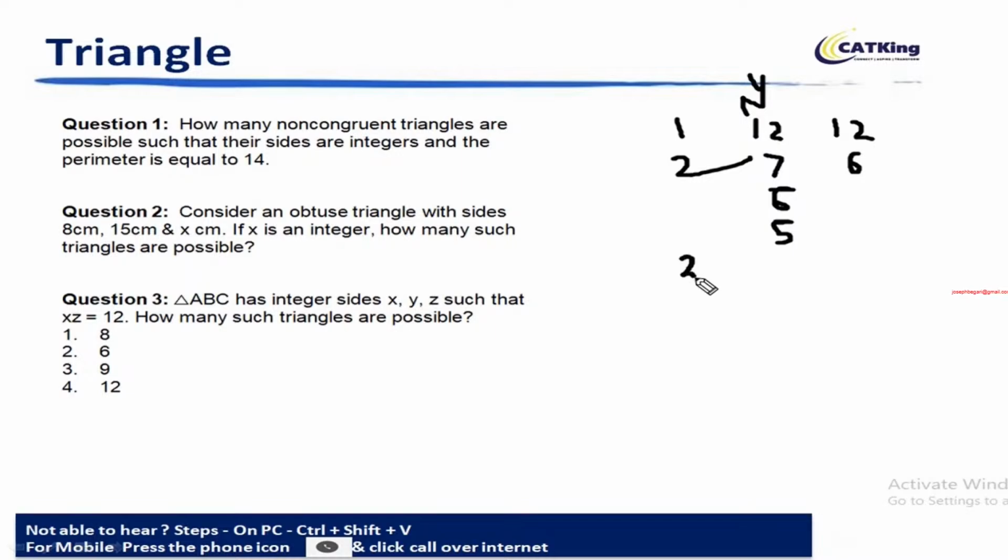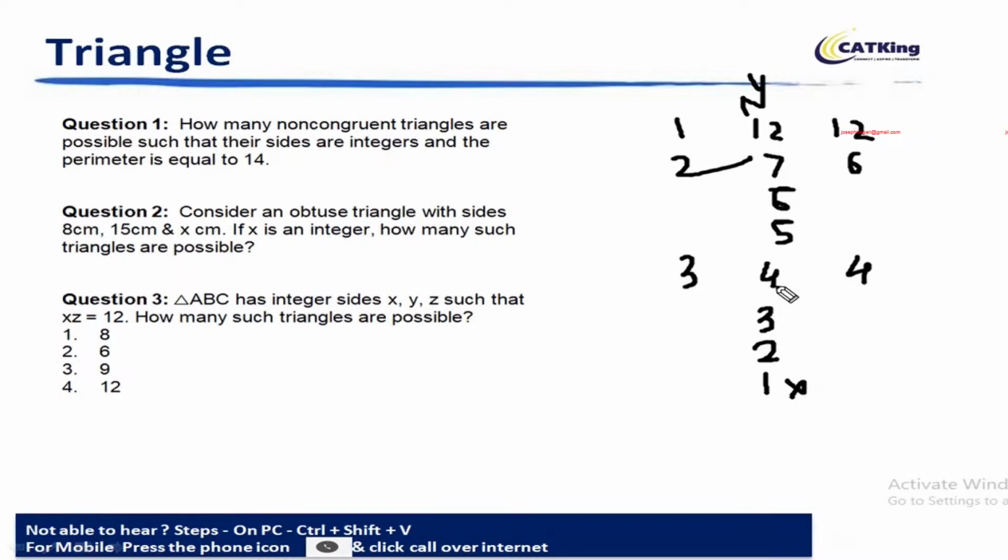What if we break the product as 3, 4? If we break the product as 3, 4, then 3, 4, 4 is possible, as the sum of two sides is greater than the third side. What if we take the value of y as 3? Then again the sum of two sides is greater than the third side. 3 plus 3 is 6, which is more than 4. 4 plus 3 is 7, which is more than 3. So 3 is also possible. What if we take the value as 2? 3 plus 2 is 5, which is more than 4. 4 plus 2 is 6, which is more than 3. Then 2 is also possible. Is 1 possible? No, because 3 plus 1 is equal to 4 and not greater than 4. So 1 is not possible.